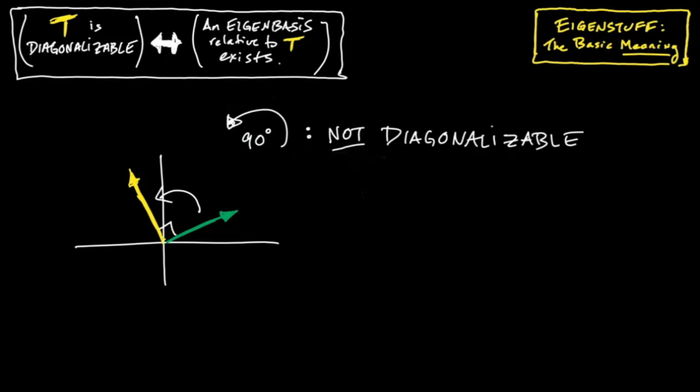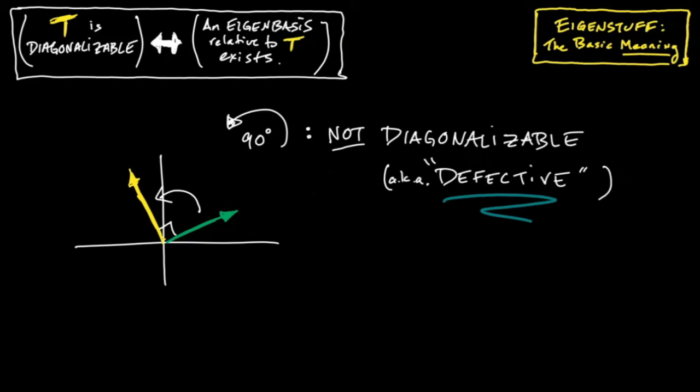There are all sorts of different ways to represent it with a matrix, but none of them will be diagonal because we don't have enough eigenvectors to form an eigenbasis. By the way, non-diagonalizable maps are sometimes called defective maps, which shows what low repute they are in certain quarters.